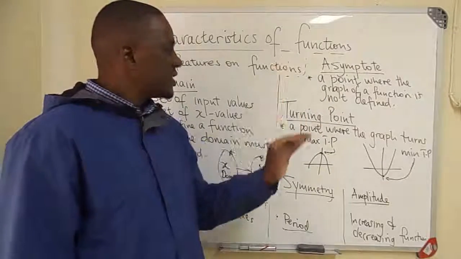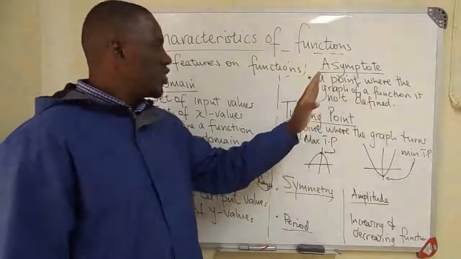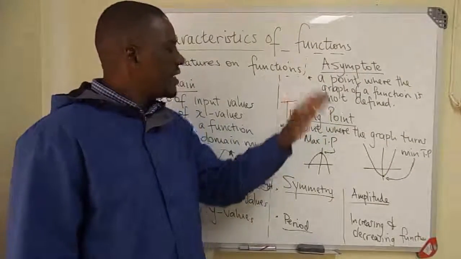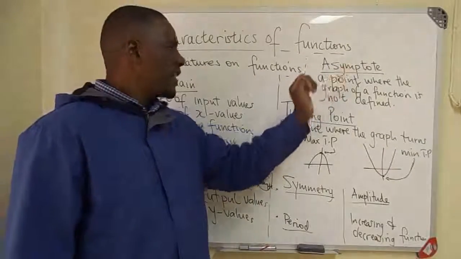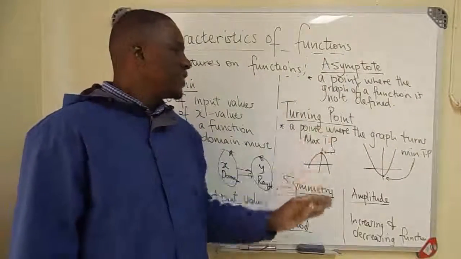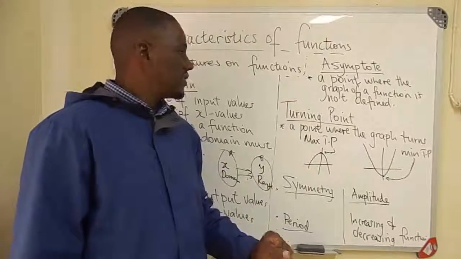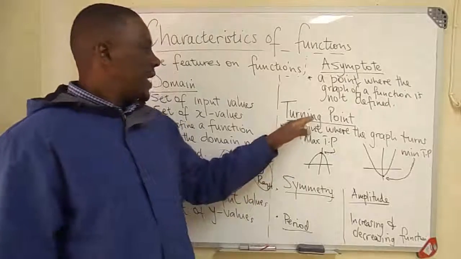In such cases, it means the curve of a function is not continuous. That's why sometimes we end up having hyperbolic functions and trigonometric functions. We have the tan graph, where we have asymptotes at x equals 90 degrees and x equals 270 degrees. Then we come to another feature, which is a turning point.